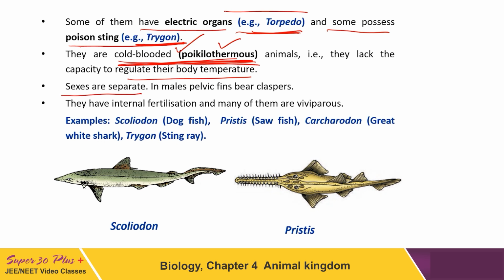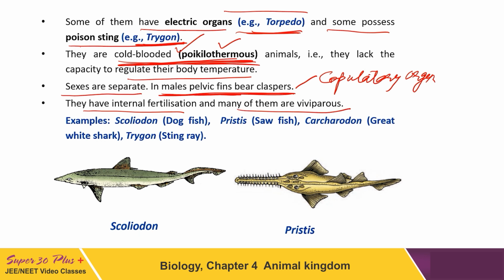Sexes are separate, males and females are separate. The male has a pelvic fin which bears a clasper. Clasper is the copulatory organ present in the male. Internal fertilization, and many of them are viviparous. You know the meaning of viviparous? The young one will be born, the hatching of the egg is inside the body of the female animal.